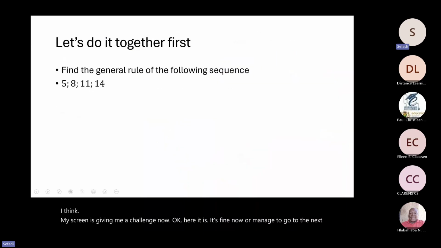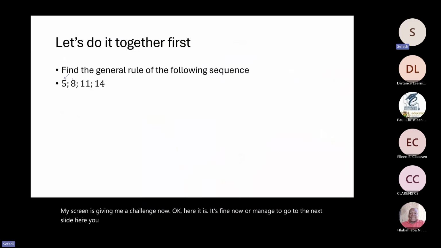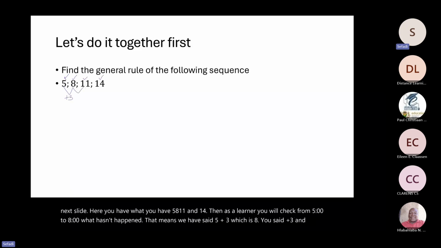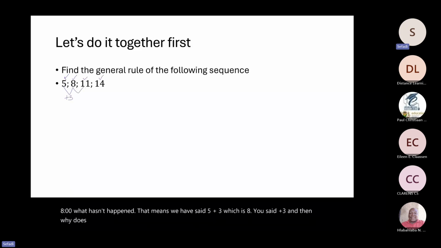Here you have what? You have 5, 8, 11, and 14. Then as a learner, you will check from 5 to 8, what has happened? That means we have said 5 plus 3, which is 8. We said plus 3. And then what has happened here? We have 8 plus 3, which is 11. 11 plus 3, which is 14.